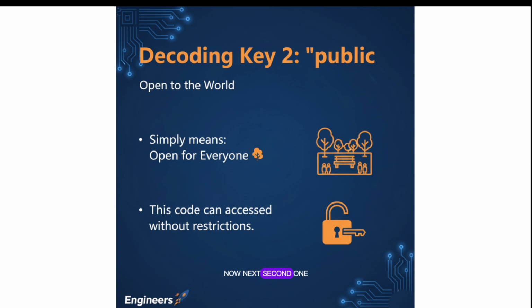Now next, the second word is public. This is an access modifier which tells Java who can use this code. Public means anyone can access it, like a public park open to everyone. There are three types of access modifier. One of them is public.